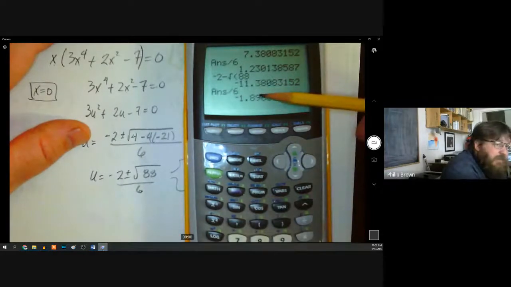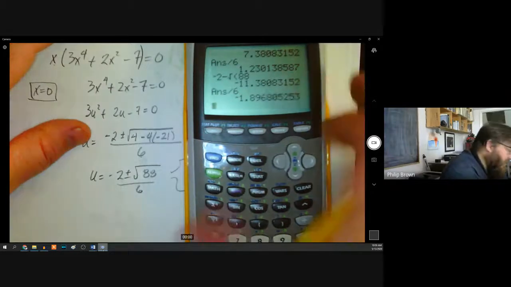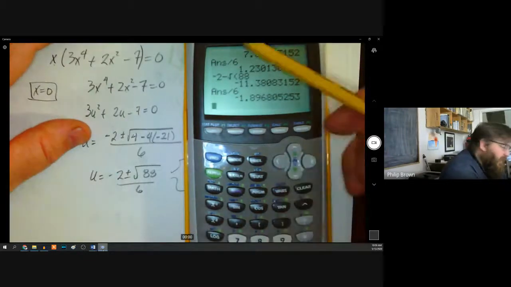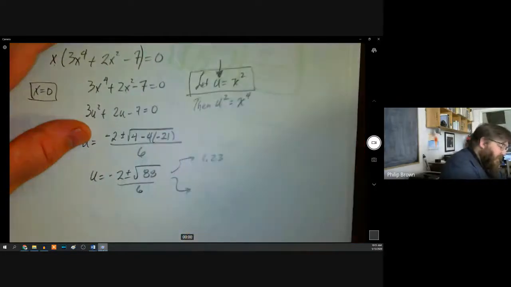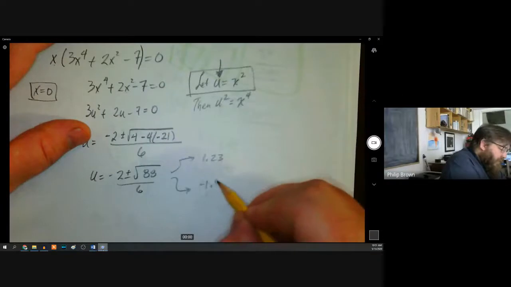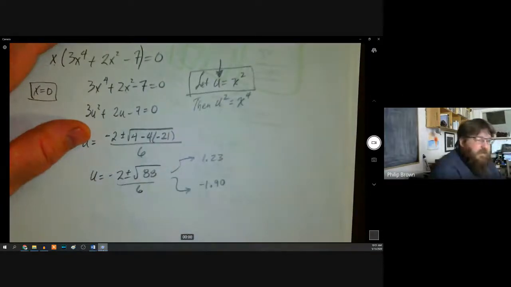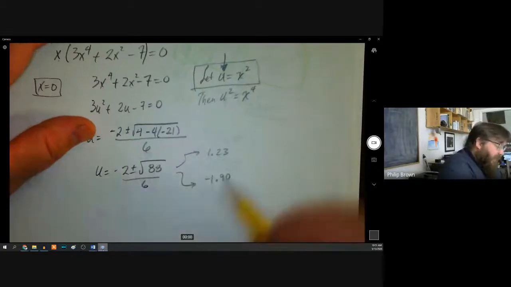Remember, we have to round to hundredths place, so we have to look at this one. Oh, yeah, no, I did that one right. I just wanted to make sure I rounded this one right. So here, I have to round to hundredths place, so this is going to be -1.90. So there we go. Now, that's what u equals. It's not what x equals.